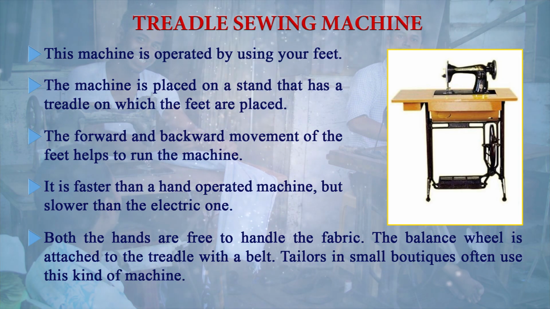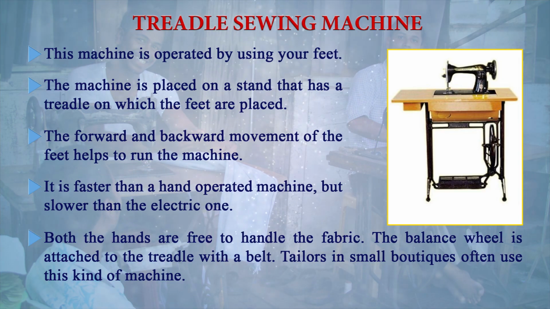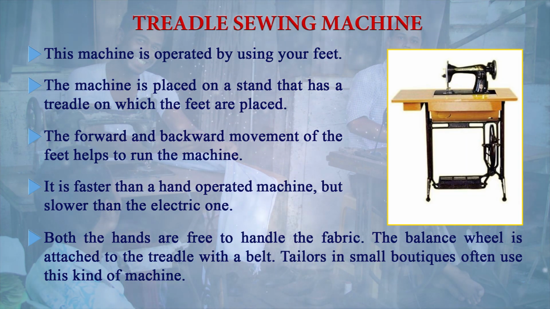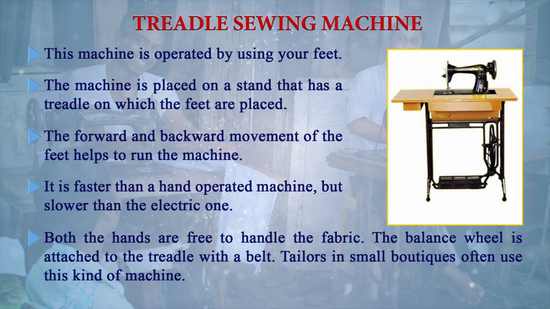The balance wheel is attached to the treadle with a belt. The treadle on which our feet rest has a belt-like structure attached to the balance wheel. As you can see in the picture, on the right side there is a wheel beneath the table. On that wheel a belt is attached to the balance wheel. So when we move our feet forward and backward, the balance wheel moves, and we can adjust our needle or thread regulation accordingly. So this is the benefit.